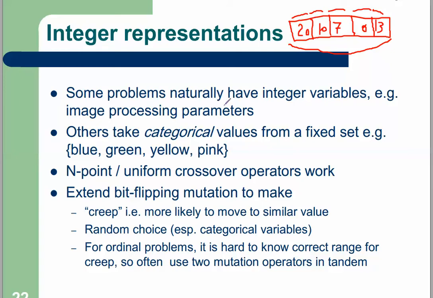Some problems are integer, and it is better to use uniform crossover or n-point crossover, and it is better to use bit flipping mutation that changes the location of 2 bits. Also, there are some other mutations. For example, you can make a small change, for example 7 to 8 or to 6, and it is a mutation.